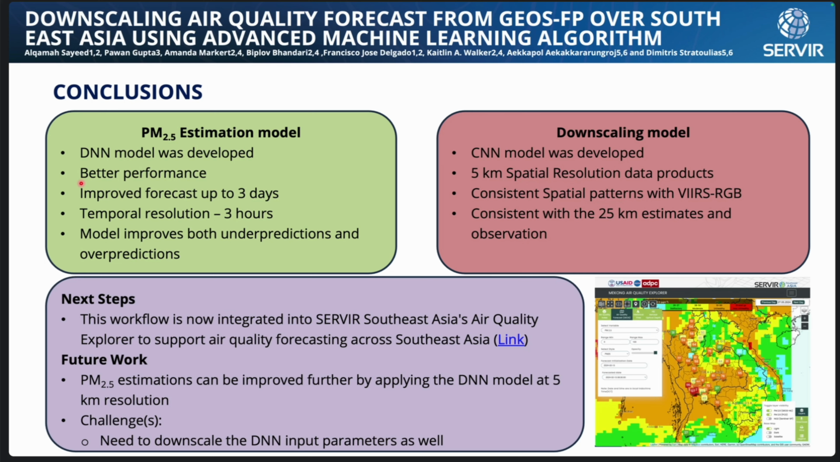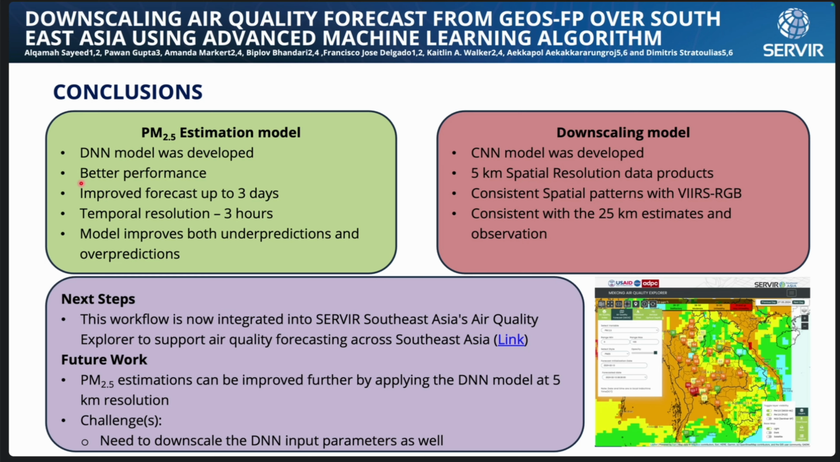The next step for this research is to integrate this into the SERVIR Southeast Asia Air Quality Dashboard. Currently, the dashboard has only the 25-kilometer version, as you can see in the bottom right image. I have the link to the dashboard where you can click and see what kind of data we are producing. For future work, we are trying to apply the DNN model bias correction at 5-kilometer resolution as well, but the challenge is that we need to downscale the DNN input parameters as well.